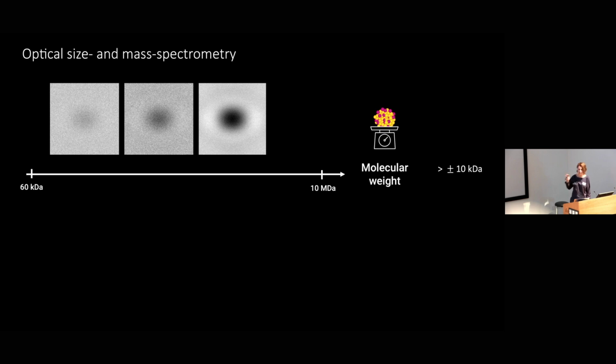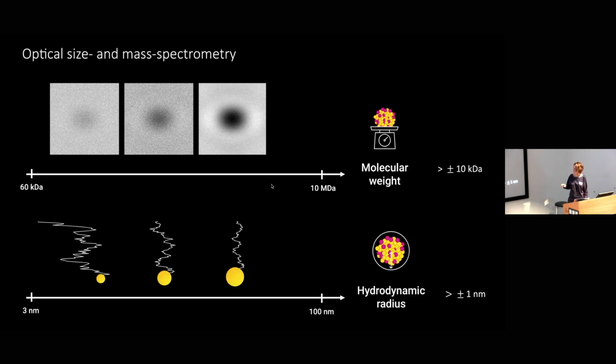So apart from the optical contrast, we can also get a lot of useful information from the diffusion, from the movement. We can track each individual molecule, and from the statistics of the movement, we can determine its diffusivity and its hydrodynamic radius. So together, from each molecule we have two pieces of information, the molecular mass and the hydrodynamic radius.